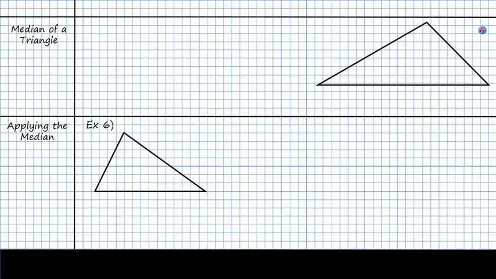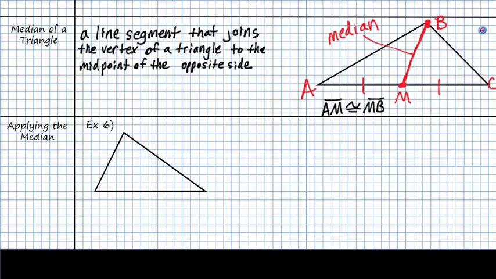Alright, I know we're getting a little long in the tooth here, and this video is going a little bit longer than usual, but we have one last thing to learn, one more vocab word, and that is the median. And a median is a line segment that joins the vertex of a triangle to the midpoint of the opposite side. And so that's going to be our last vocab term for today. That was our last thing that was on our mission set there to learn.